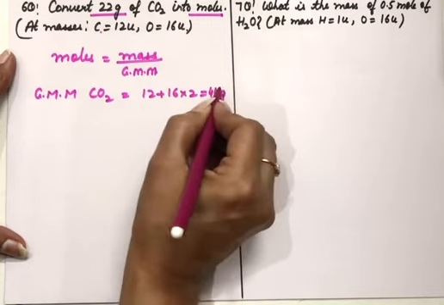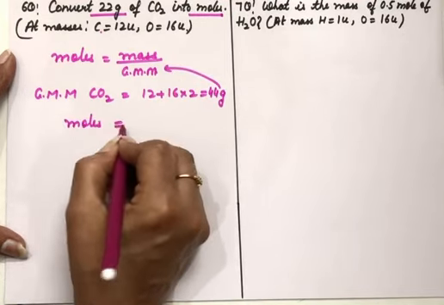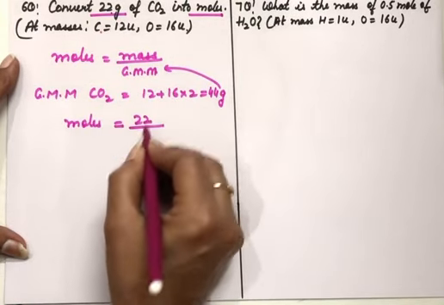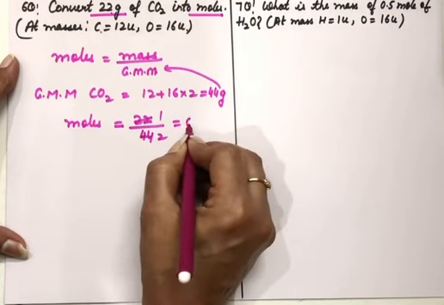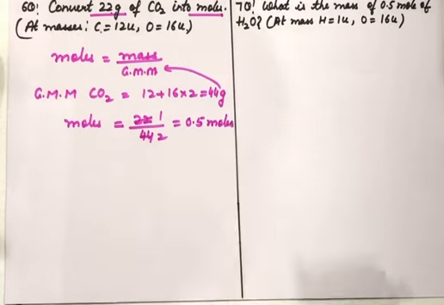Now we fill into this formula. So moles are equal to mass. How much mass is given? 22 upon gram molecular mass, that is 44. This will come out to be equal to 0.5 moles. So by using the formula we can solve this question.